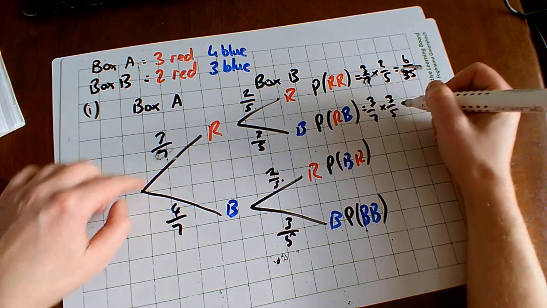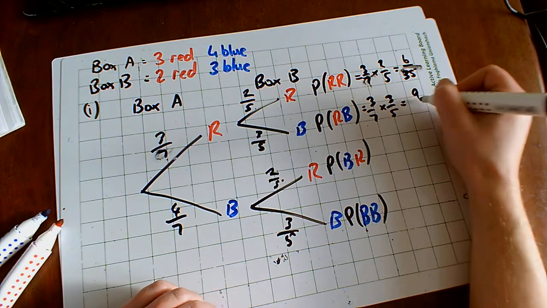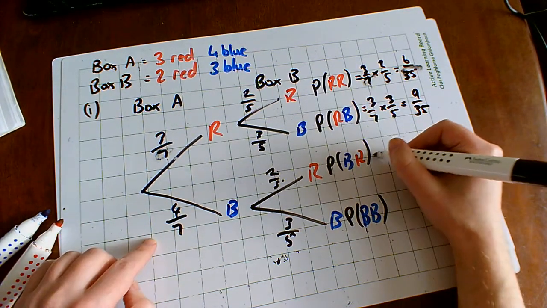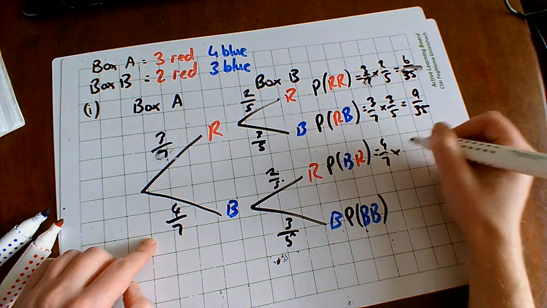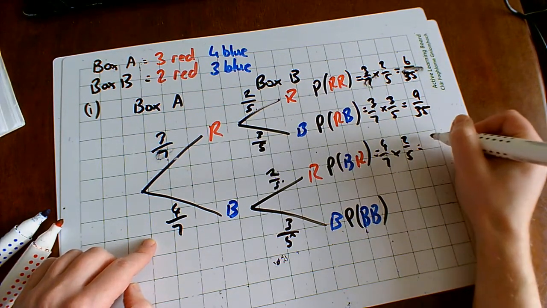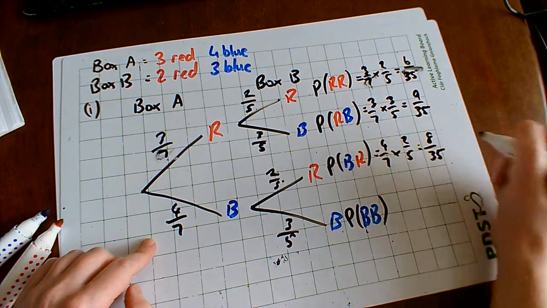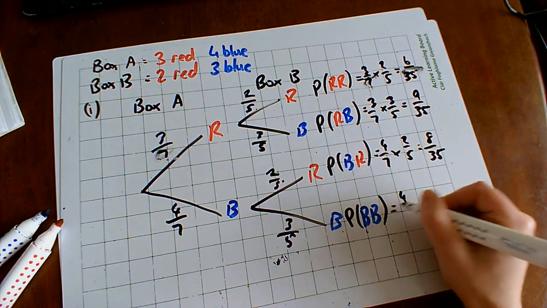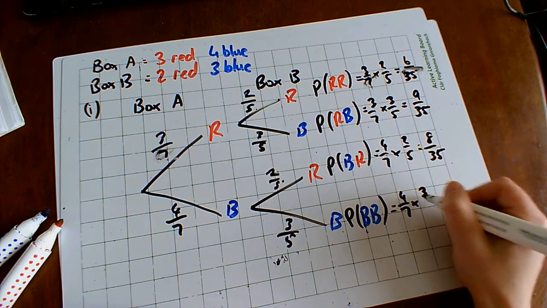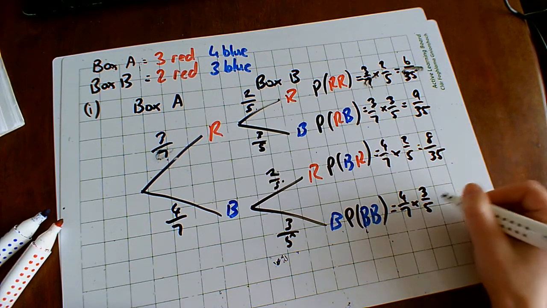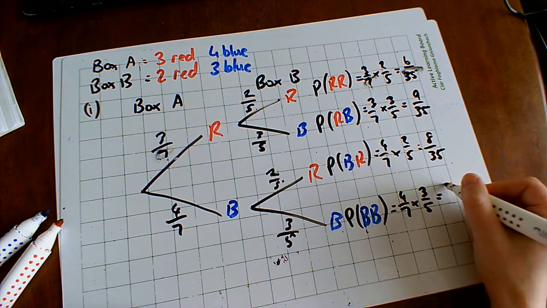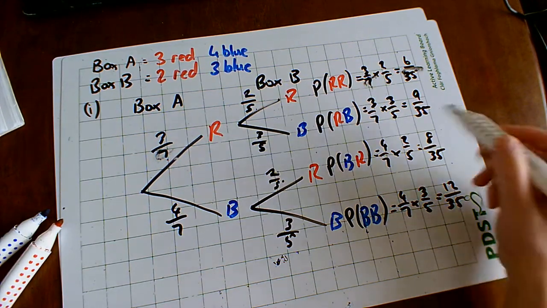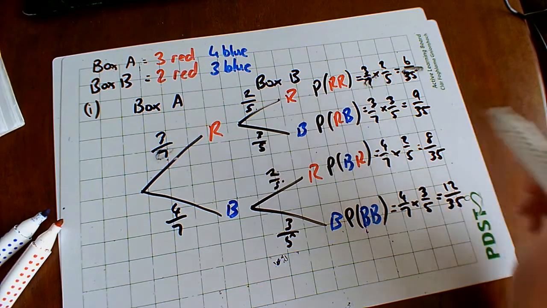So we're going this route. So that's 9 over 35. The probability of blue-red is 4 out of 7 times 2 out of 5 equals 8 out of 35. And the final one, probability blue-blue, is 4 out of 7 times 3 out of 5, and that is 12 out of 35. And I'd never try and simplify these because they're easier to add at the end.